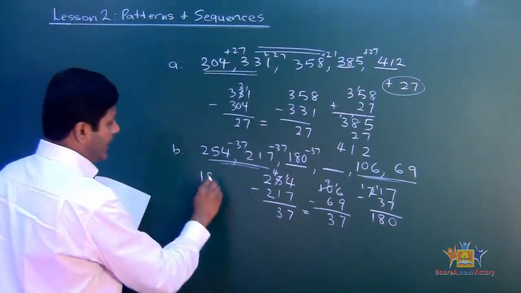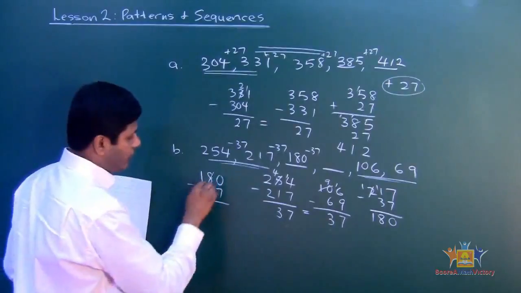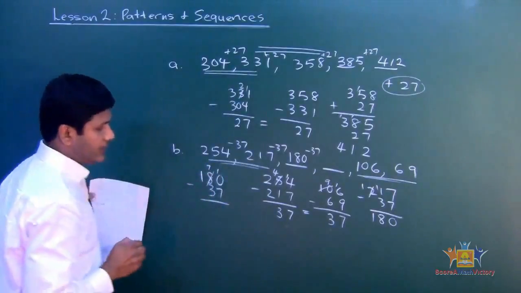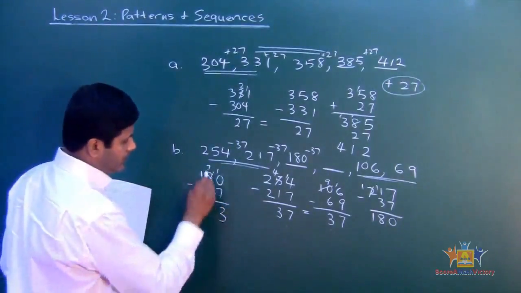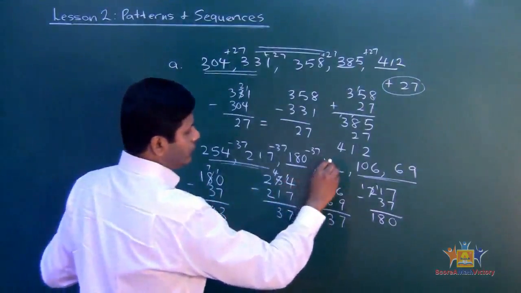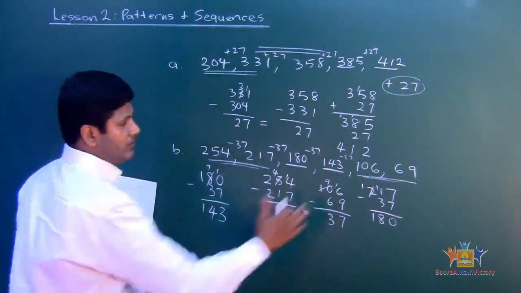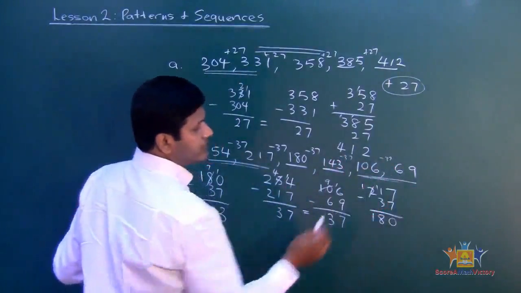So I take 180 minus 37. 0 minus 7, I can't. Borrow from 8. 8 becomes 7. 10 minus 7, 3. 7 minus 3 is 4. Bring the 1 down. So it's 143. And minus 37 will give me 106. Minus 37 gives me 69.